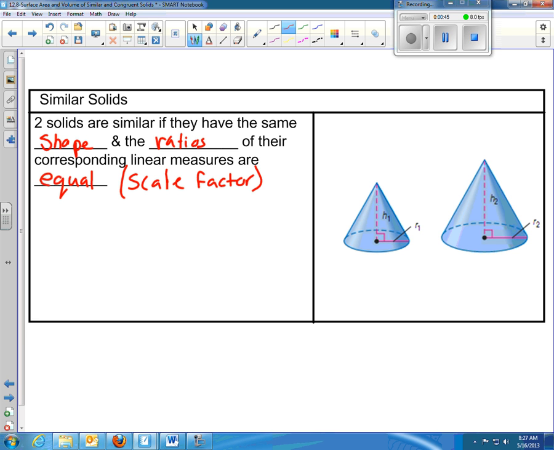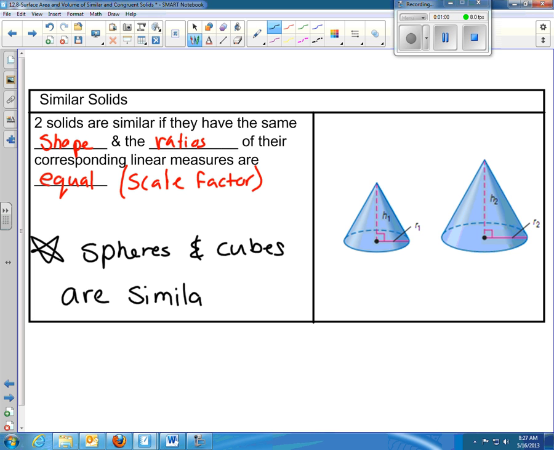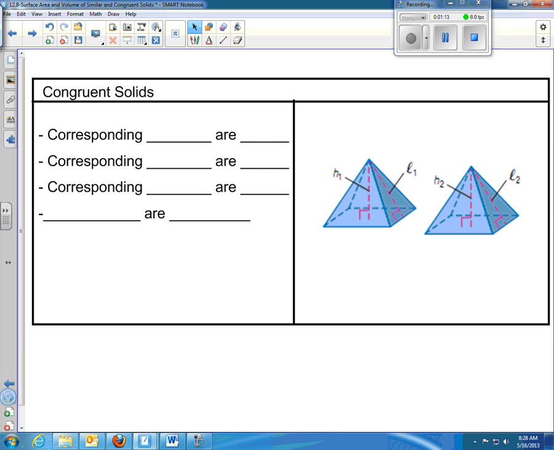All right, and the one thing to note too is that all spheres and cubes are automatically similar. And they're similar because, well, think about it, spheres only have radii or diameters to deal with, so those are always going to be similar. And cubes, their length, their width, and their height are all the same, so those are all going to be similar.